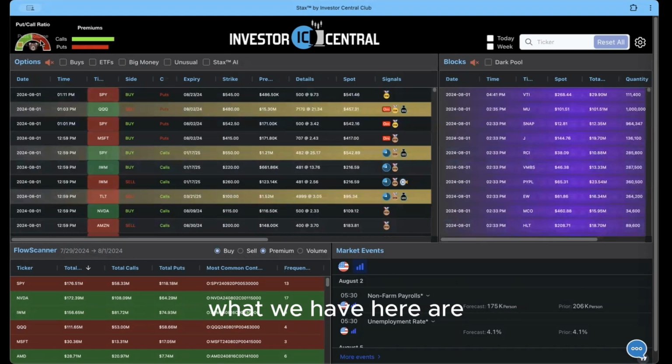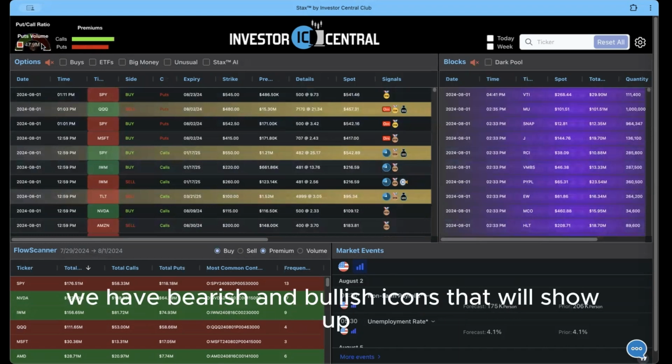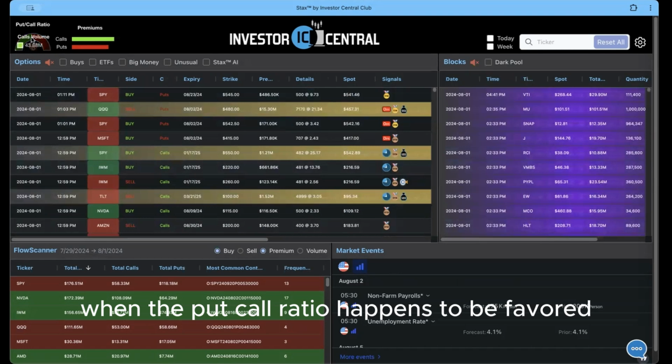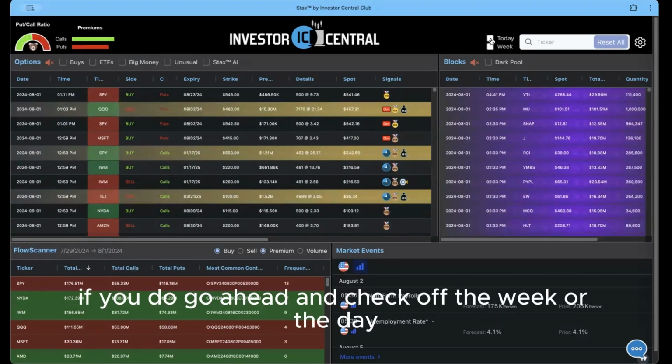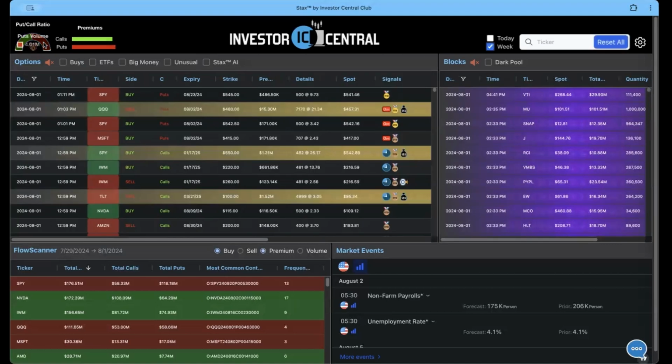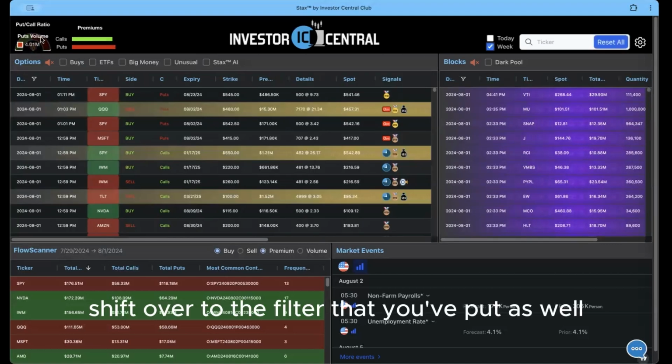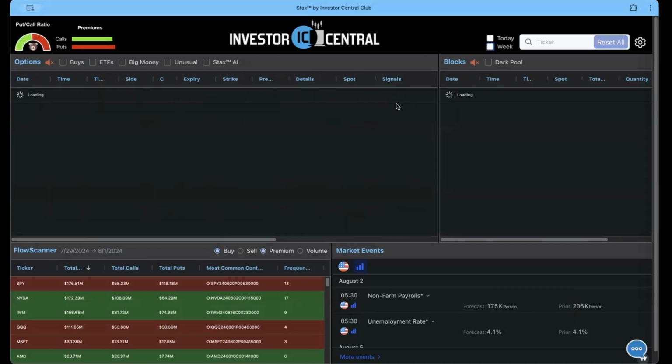What we have here are bearish and bullish icons that will show up when the put call ratio happens to be favored on one side. You'll see here the puts happen to be favored over the calls. If you do go ahead and check off the week or the day, those will shift over to the filter that you've put as well.